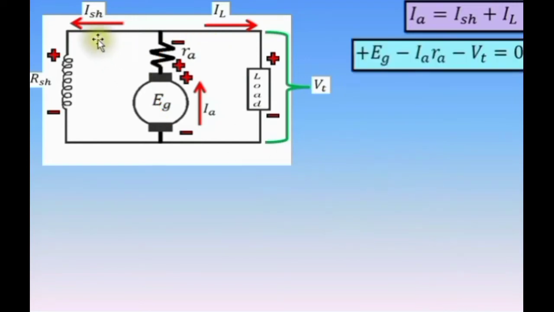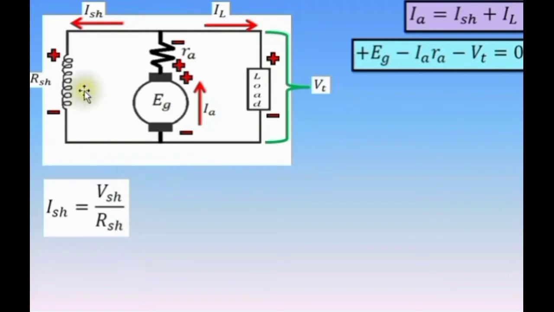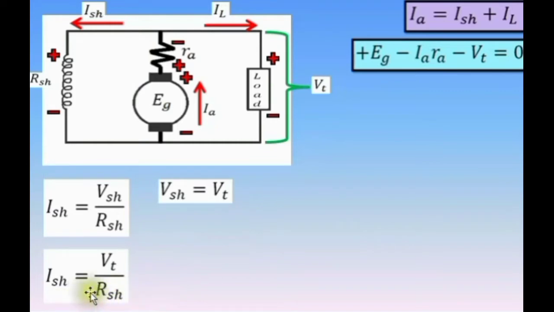To determine the value of ISH, or the shunt field current, if we analyze this circuit, we use Ohm's law. We have the shunt field current equals the voltage of the shunt field divided by its resistance. But analyzing this circuit, the voltage across the shunt field resistance is equal to the terminal voltage because they are connected in parallel. So VSH equals the terminal voltage. Therefore, we have ISH equals terminal voltage divided by the shunt field resistance.